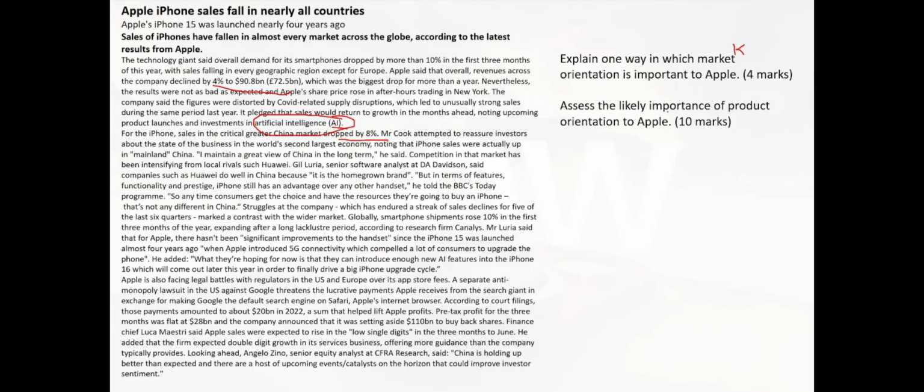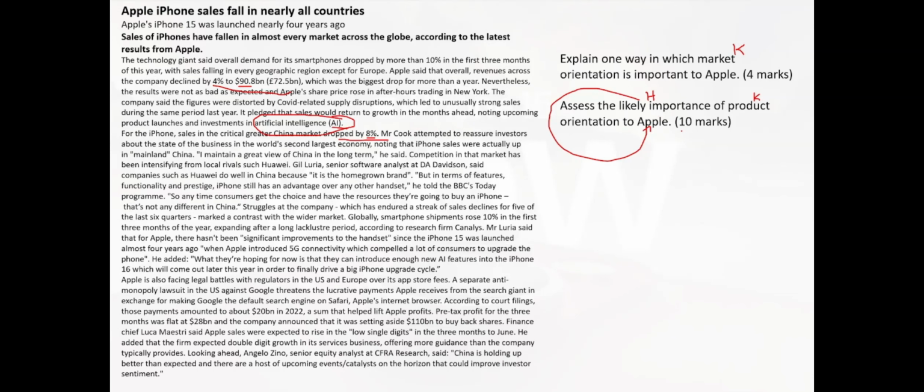Here we've got assess the likely importance of product orientation. Okay, so obviously likely importance, and we're looking at likely importance to what? Well, it's to Apple. So we're looking for things to do with current business situation, goals. We've got drops in sales, drops in market share. We've got decline in revenues. I've got loads of possible targets here that I could easily put in here.